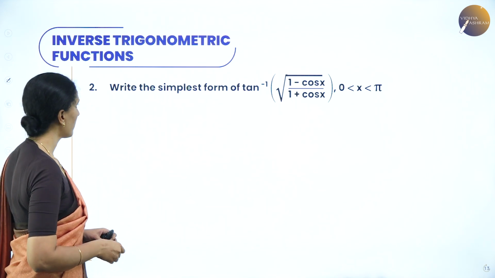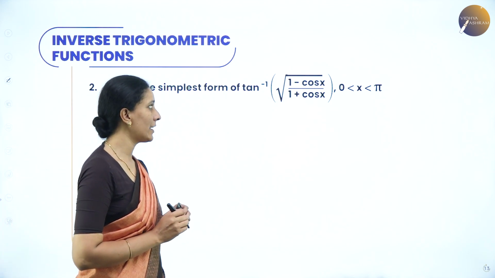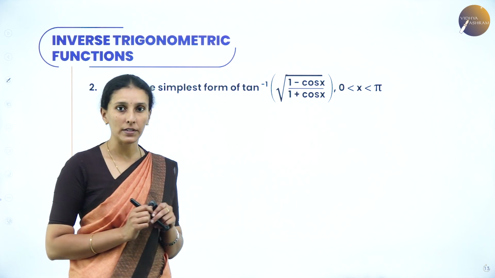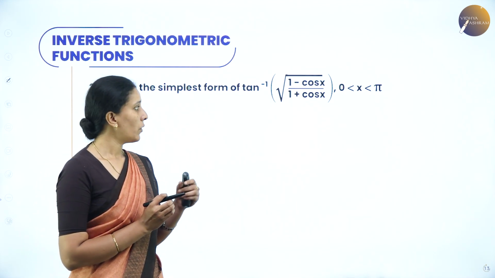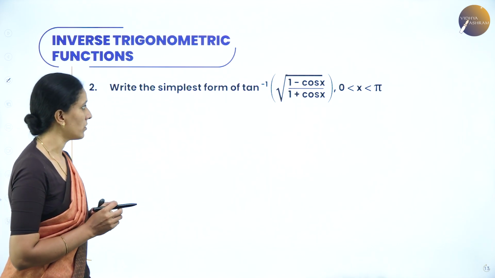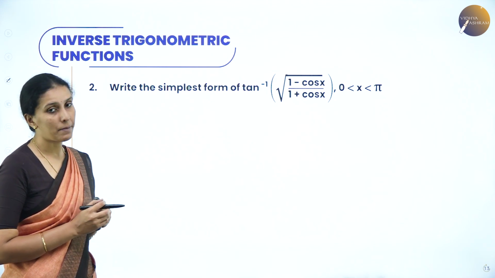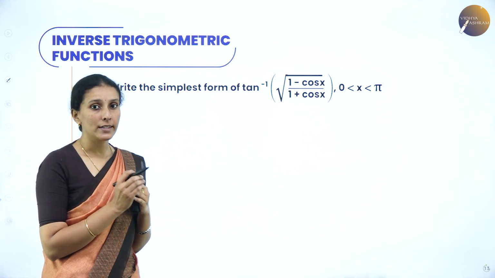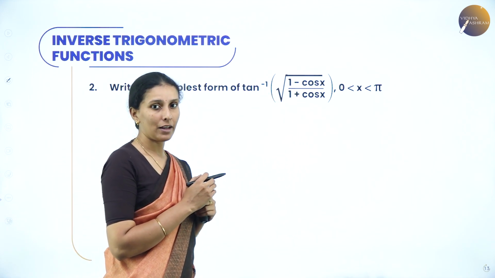Next question. Write the simplest form of tan inverse of root of (1 minus cos x) divided by (1 plus cos x). We need to reduce the inverse trigonometric function. So, this is again an important topic for 3-mark questions. Using the concepts of multiple angle formula, this can be reduced into half angle formula.